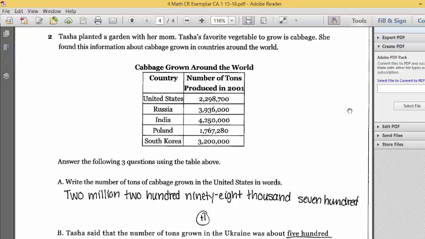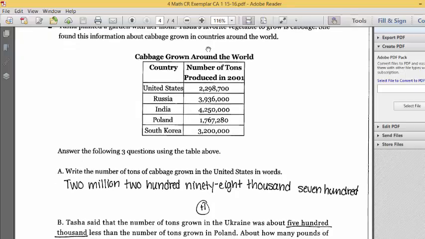So they read this question, they kind of can observe this table that's right here. And then the first question asks them to write the number of tons of cabbage grown in the United States and then to write it in words. So they'll need to use the table, grab this number right here, 2,298,700, and then to write it out in words below here.